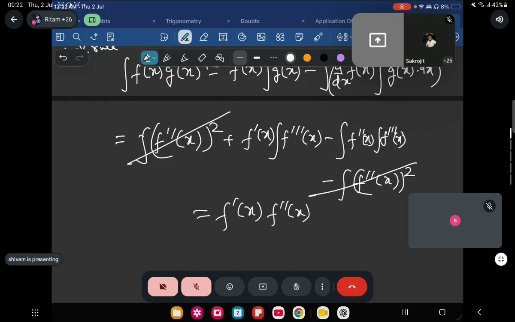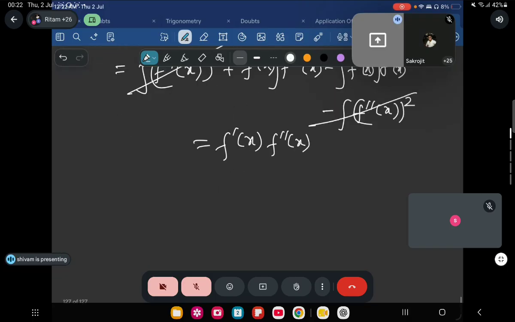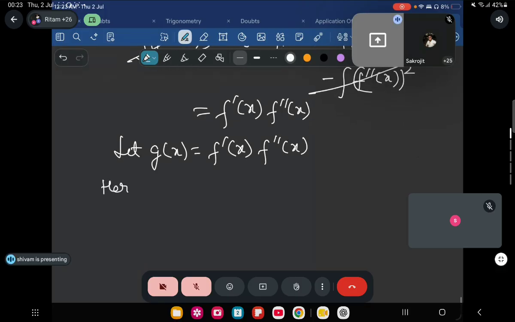So over here, we have to take g of x is equal to f dash x into f double dash x. We have to apply rules on g of x. f triple dash x exists over here. We need to find the roots of g of x.